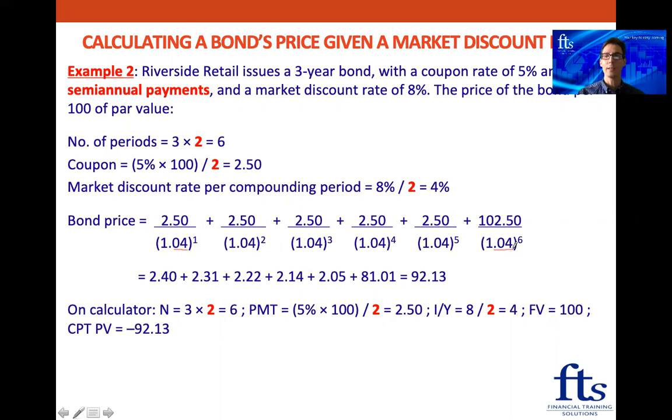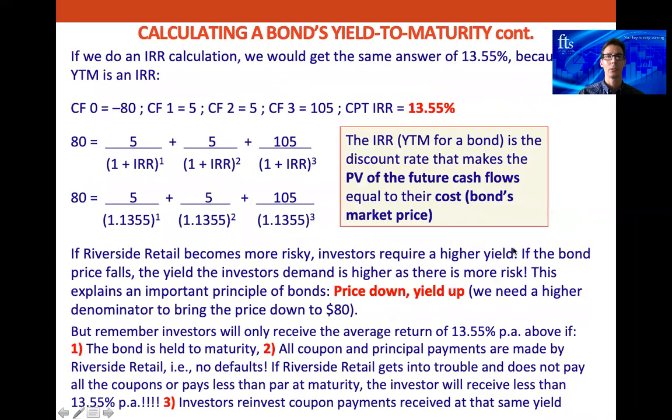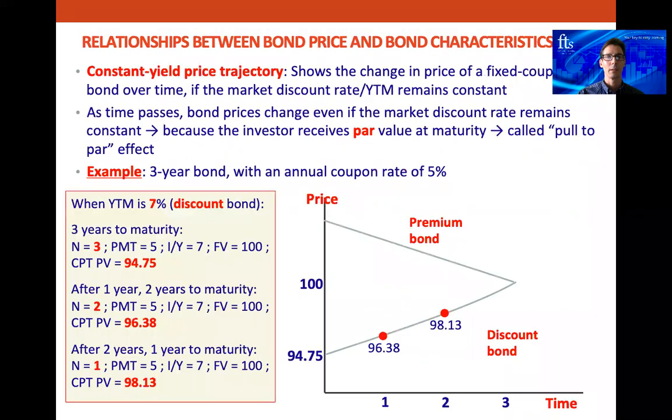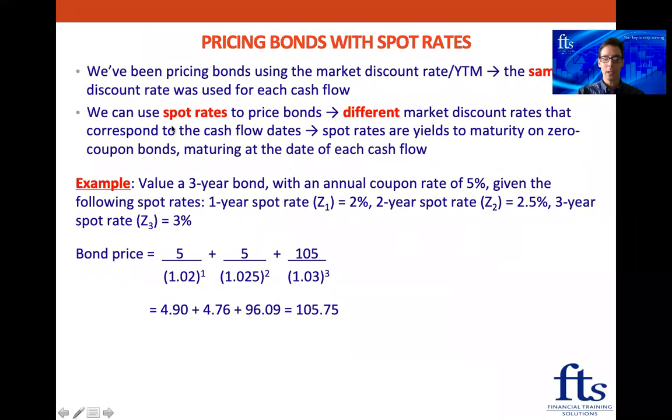So what we're going to do now is something a bit different. Let's go back to where we were. Here we go. What we can do is use spot rates to price bonds. With spot rates, different market discount rates correspond to the cash flow dates. Spot rates are yields to maturity on zero coupon bonds, in other words, a yield on one cash flow only. And we're looking at the maturity on the zero coupon bonds maturing at the date of each cash flow. So let's try this example and it'll clear everything up.